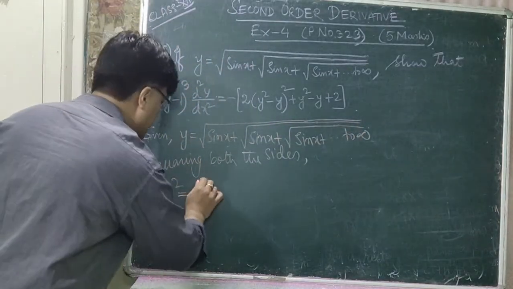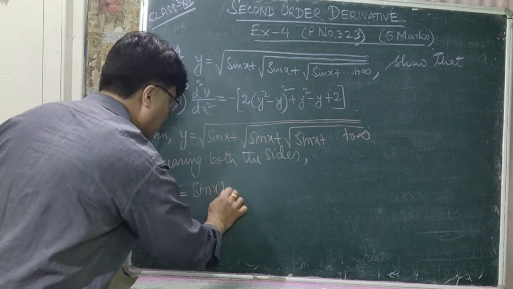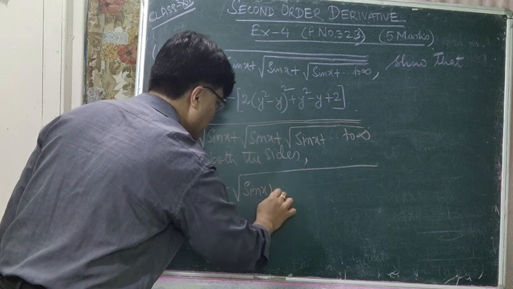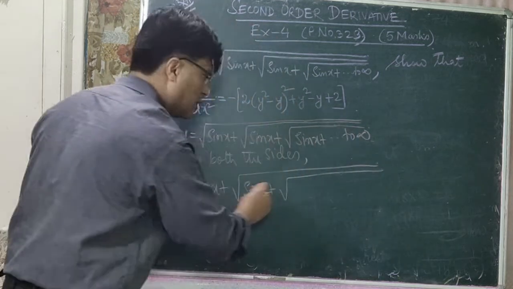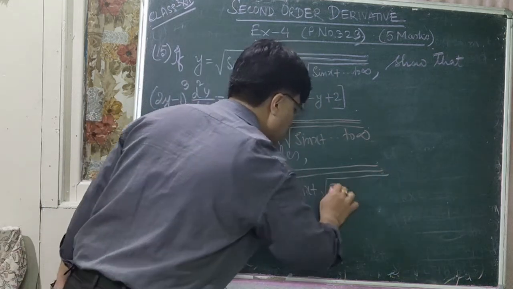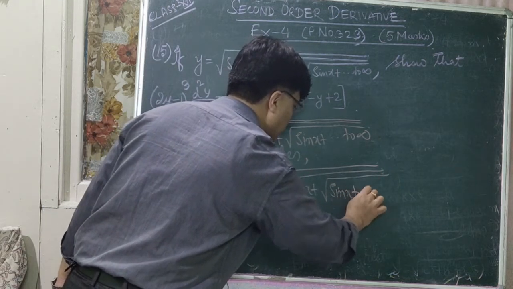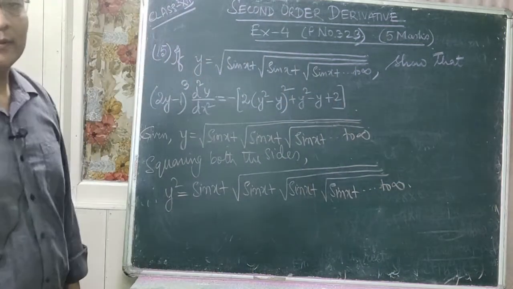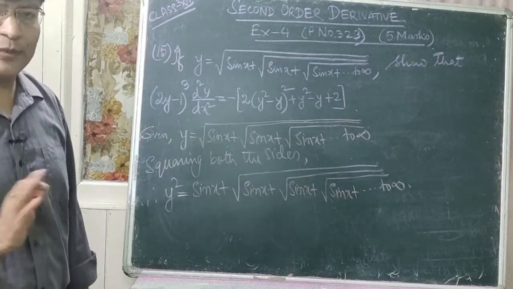That means what do we get? Sin x plus again there is root over sin x plus again within square root there is sin x plus again within square root there is sin x plus, which goes up to infinity. So I think you have understood it.